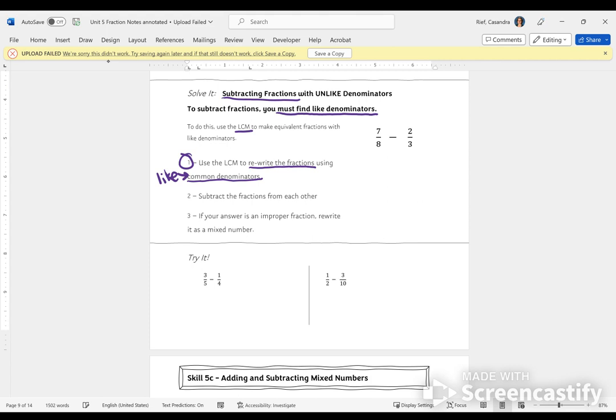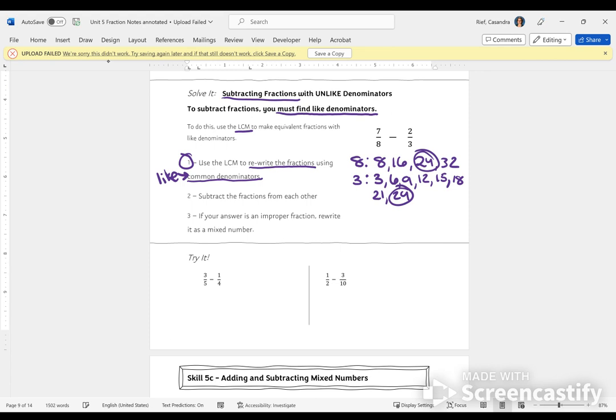So since I'm working with eighths and thirds, I'm going to find the LCM for 8 and 3. So I can list some 8s: 8, 16, 24, 32. And for 3s, I've got 3, 6, 9, 12, 15, 18. I haven't found one yet, but there's got to be one. 21, 24. Well, there it is. I guess we ended up having to multiply 8 times 3.